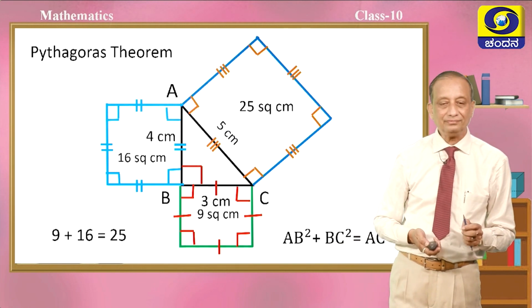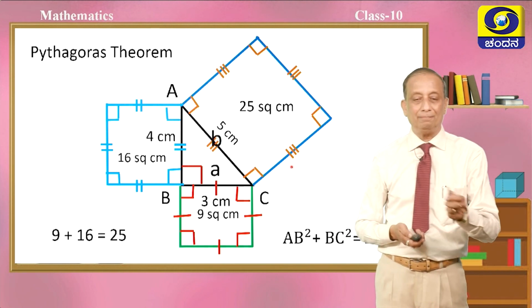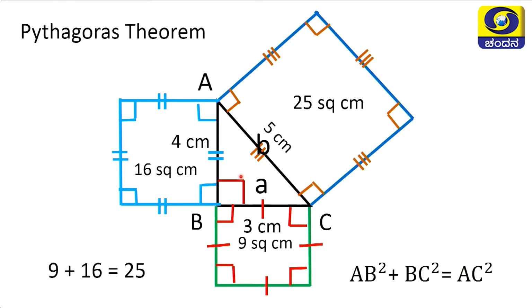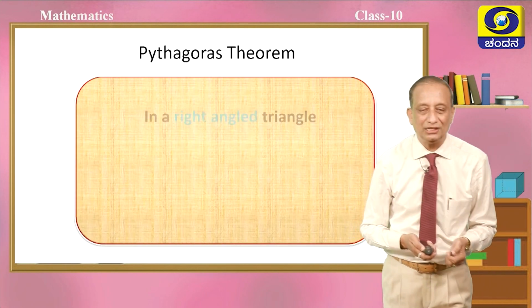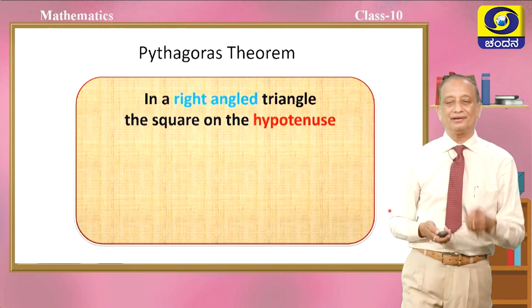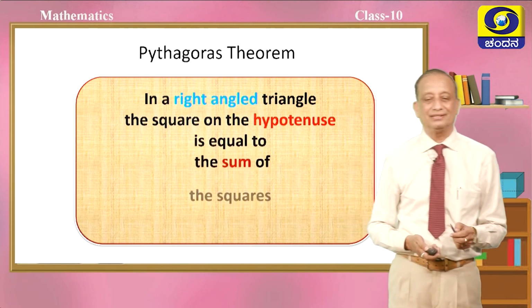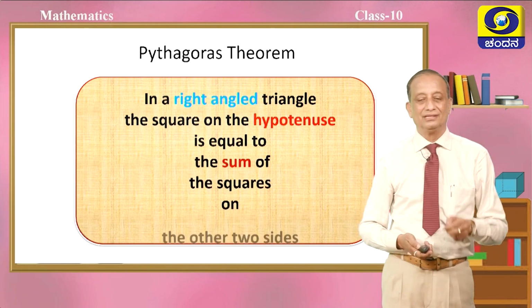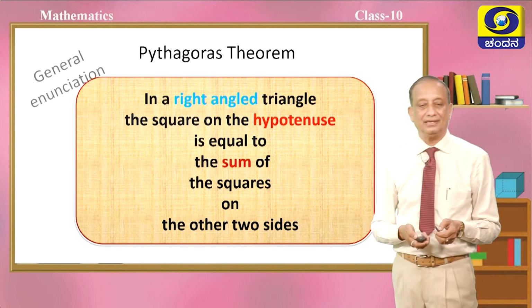Now, if you consider the sides as a, b, c in small letters, you can also write this as a square plus c square is equal to b square, children. So here is the general enunciation for Pythagoras theorem. In a right angle triangle, the square on the hypotenuse is equal to the sum of the squares on the other two sides.